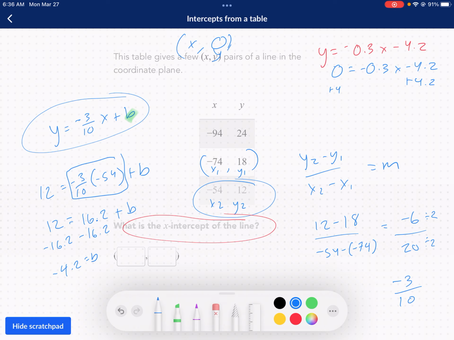Okay, so plus 4.2. 4.2 equals negative 0.3x. So I'm going to do 4.2 divided by 0.3, and we get 14. Okay, but it's a negative 14 because we divided by negative 0.3. And a positive divided by a negative is going to be a negative. So we have negative 14, comma, 0 as our x-intercept.